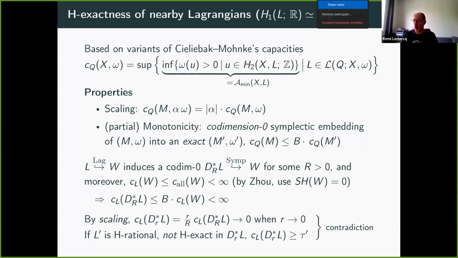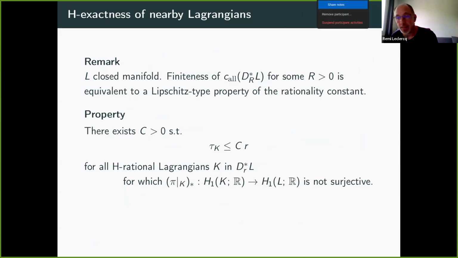You're done. So what is really important in this proof is that once you're given these capacities with their properties, the only thing you need to prove is that the capacity is bounded. That's really the thing behind the proof, and actually this has a really nice interpretation, right? The fact that there exists a neighborhood of the zero section for which this capacity is bounded is equivalent to the following Lipschitz property of the rationality constant, right? So I wrote it down.